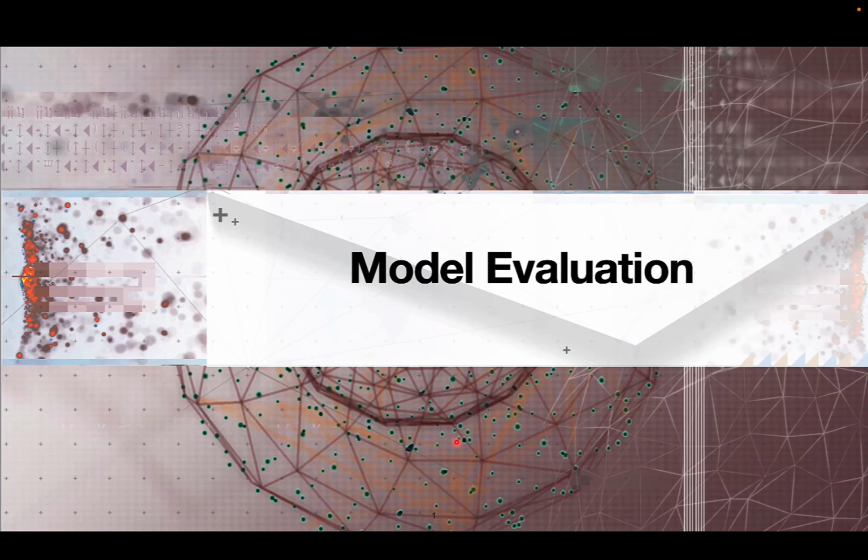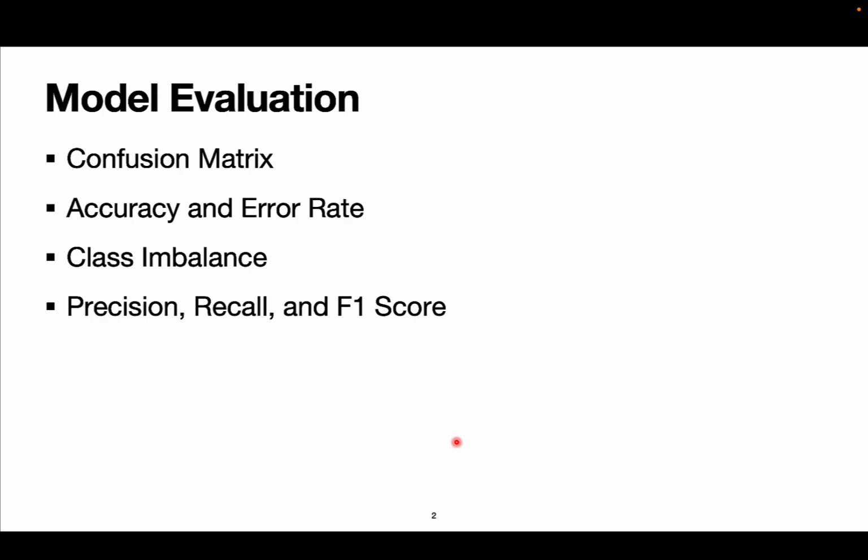In this lesson, we discuss a number of measures used in model evaluation. We will start with the confusion matrix that summarizes the result of the model. Then we will learn how to compute accuracy and error rate. After that, we discuss the issue of class imbalance, which will lead us to a new set of measures like precision, recall, and F1 score.